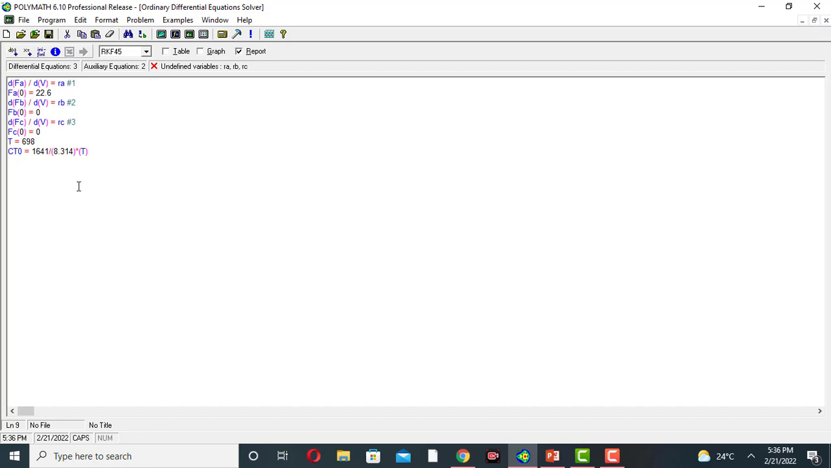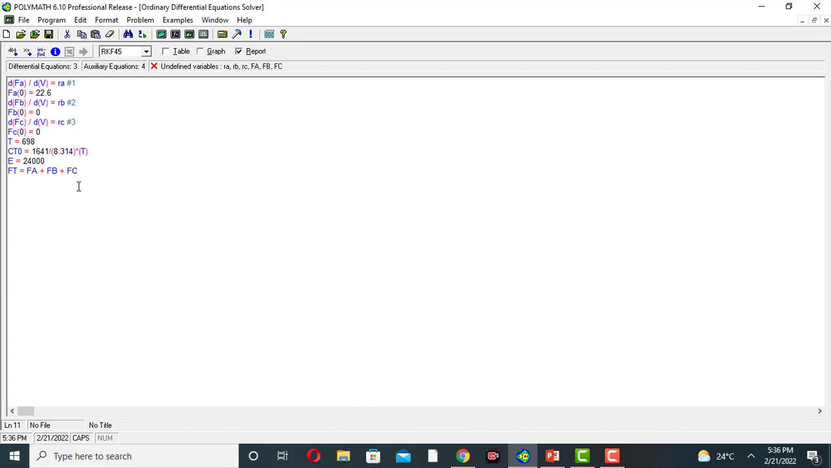Then put the activation energy. Activation energy E is equal to 24 kilocalorie per mole. So 24 kilocalorie can be equal to 24,000 kilojoules per mole. Then put the Ft, the total flow rate. Ft is equal to Fa plus Fb plus Fc, which is the total flow rate.